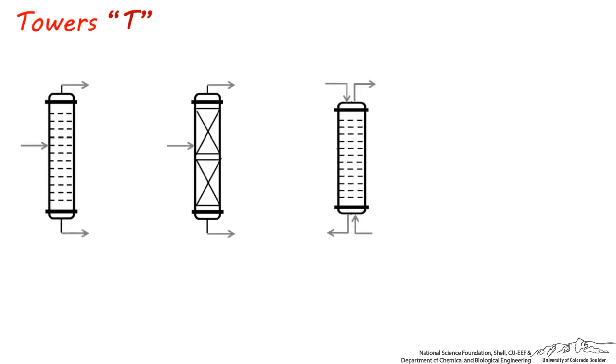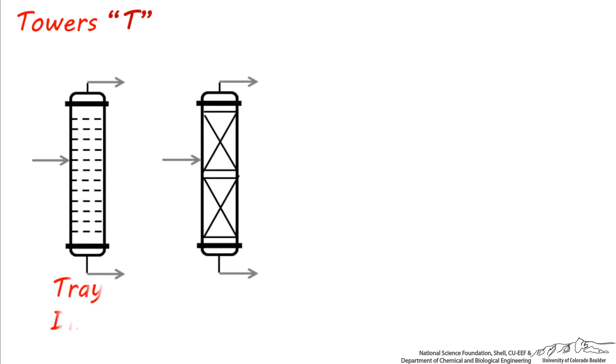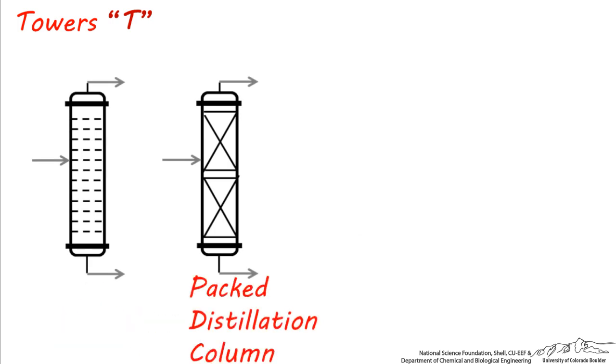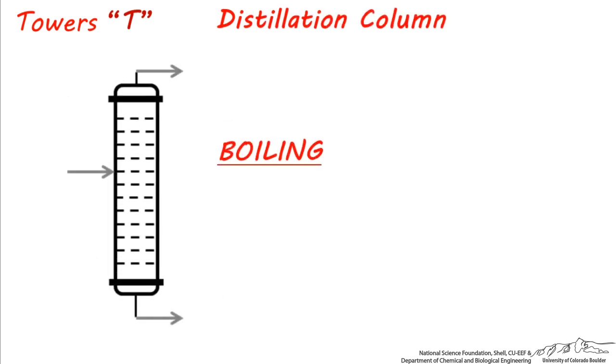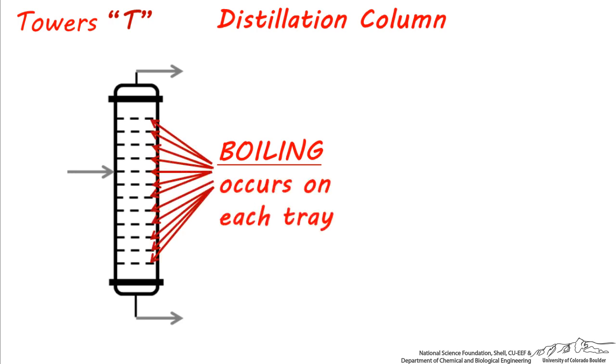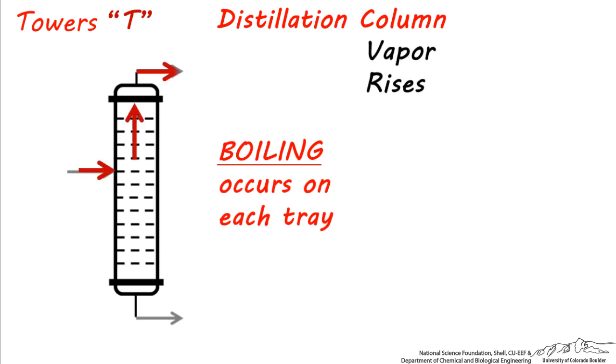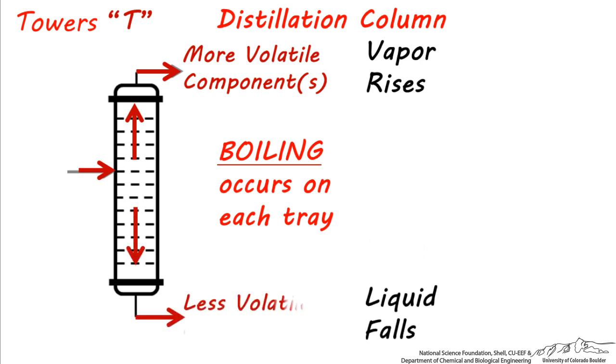Let's look at some of these separation equipment symbols more closely and briefly look at how these units function. These are symbols for tray and packed distillation columns. Distillation uses boiling to separate homogeneous mixtures into two or more streams. This boiling of the stream occurs on every tray of the distillation column. The more volatile components vaporize and rise to the top of the column, while the heavier, higher boiling point components are separated from the bottoms.